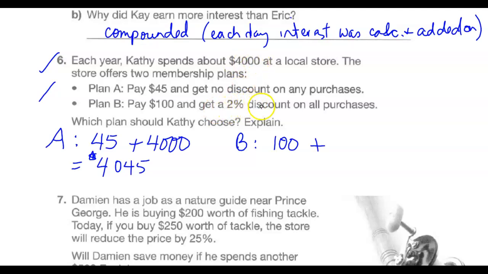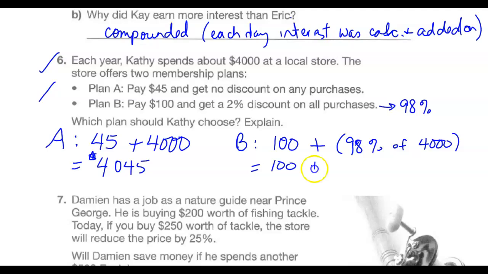discount on all purchases. So really, what will she spend from that? So there's a few ways of doing that part of it. You might want to think, okay, well, if she gets a 2% discount, then she'll be paying 98% of what the sale prices are, basically. So that's how we could calculate the next part. So here we'll take 98% of 4,000.